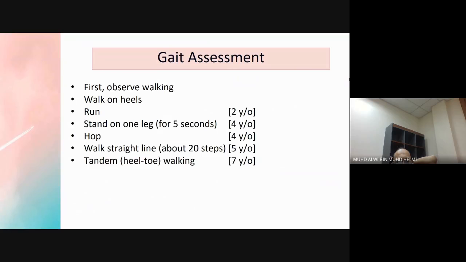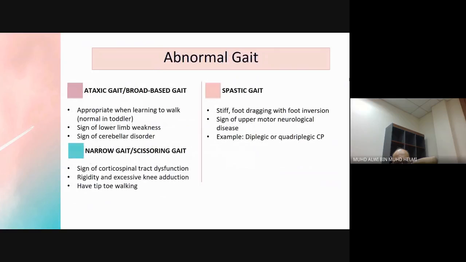See, this is very good. You have to remember this. Okay, next. Ataxic, mentioned just now, narrow gait, scissoring. This is especially in patients with diplegic, especially spastic. Okay, good.